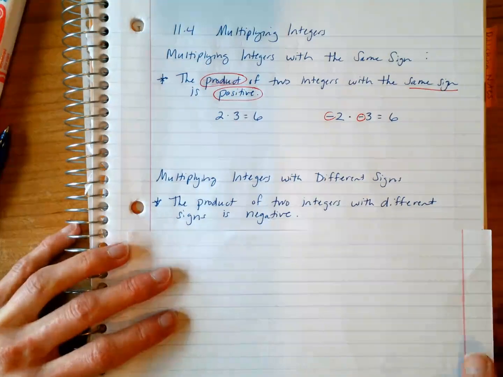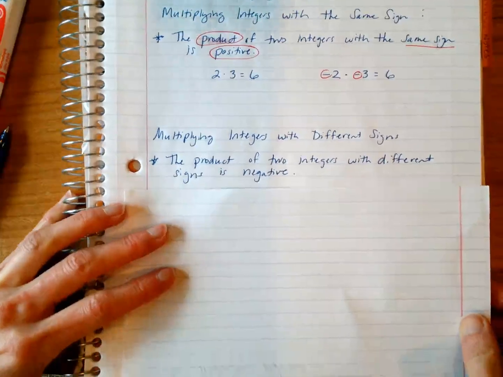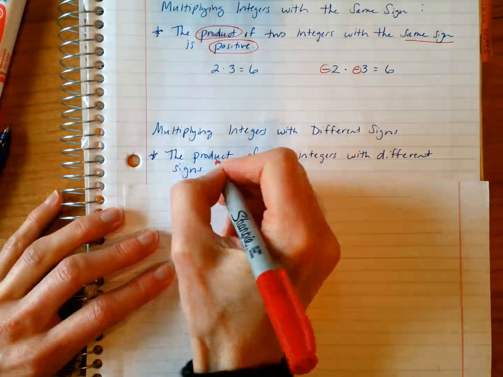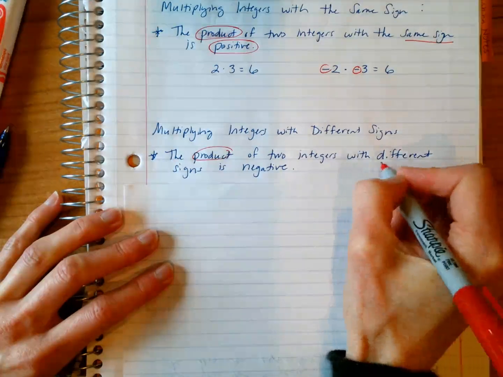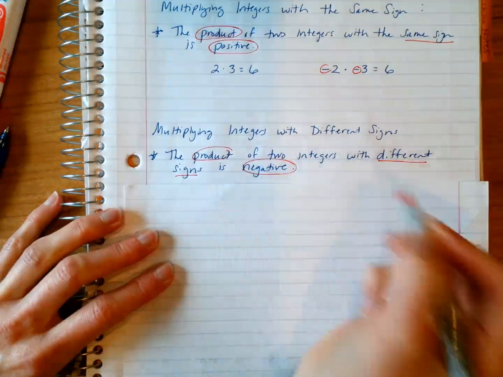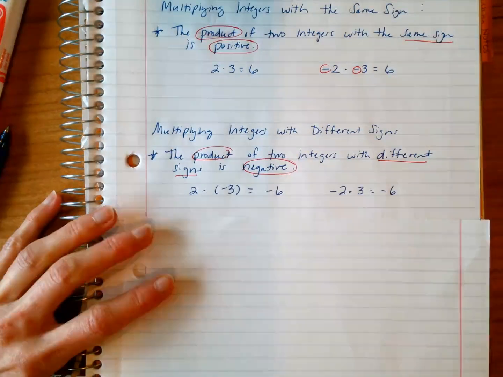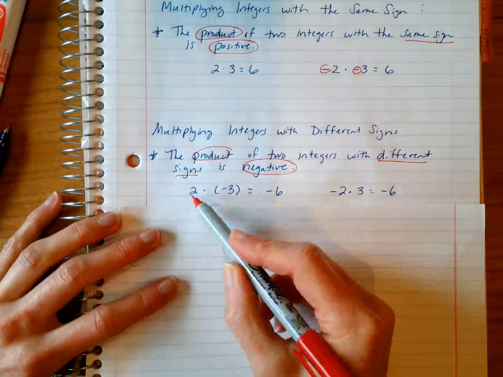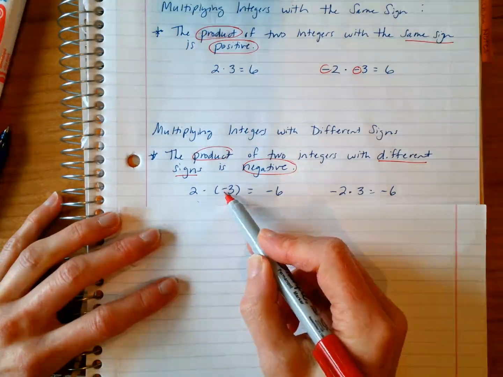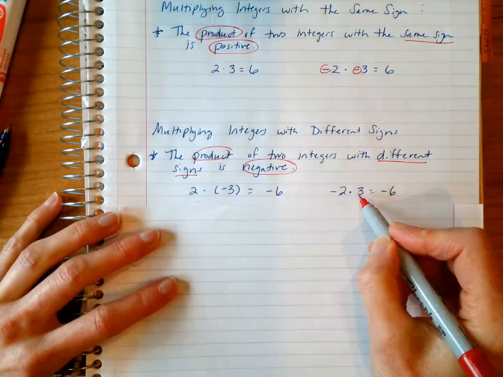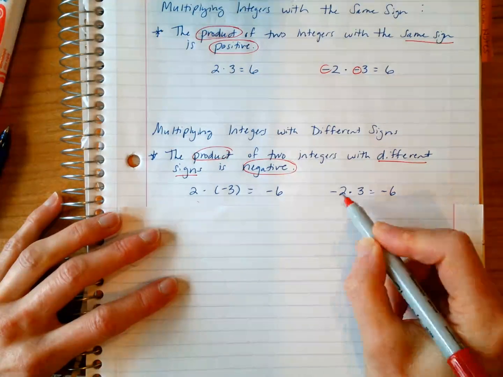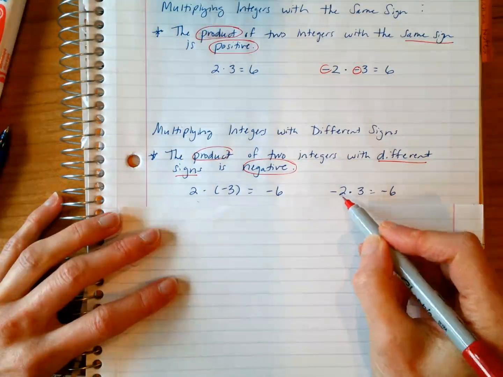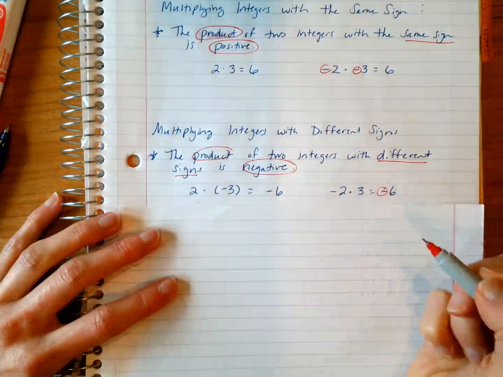So let's move on to multiplying integers with different signs. The product of two integers with different signs is negative. In this case, we've got two examples here. We have a positive 2 times a negative 3. Well, 2 times 3 is 6. Apply the negative. Here we've got a negative 2 times a positive 3. 2 times 3 is 6, and again, apply the negative. So if you've got two integers with different signs, you are going to end up with a negative.